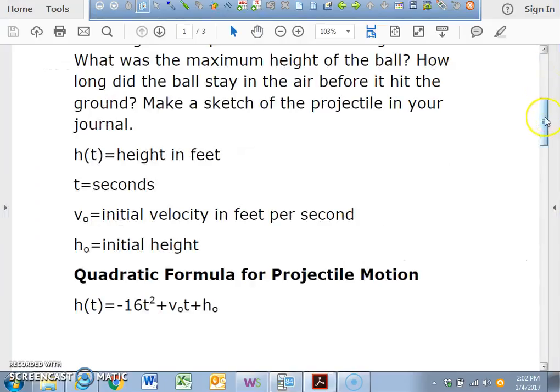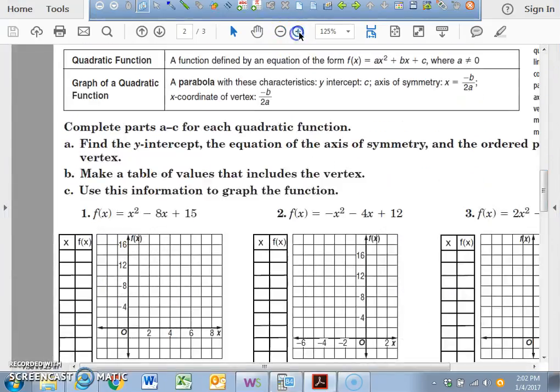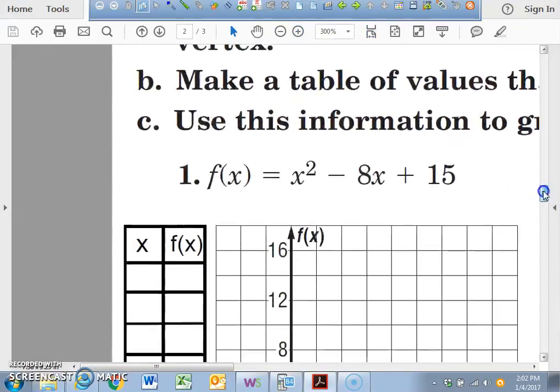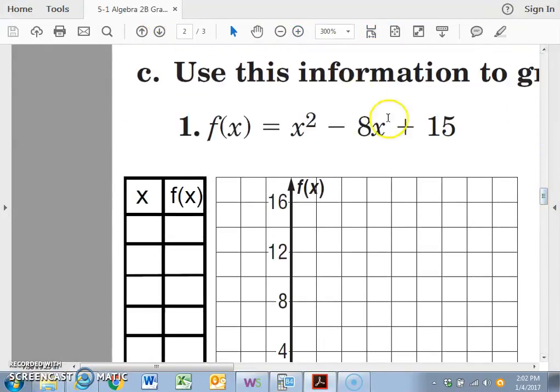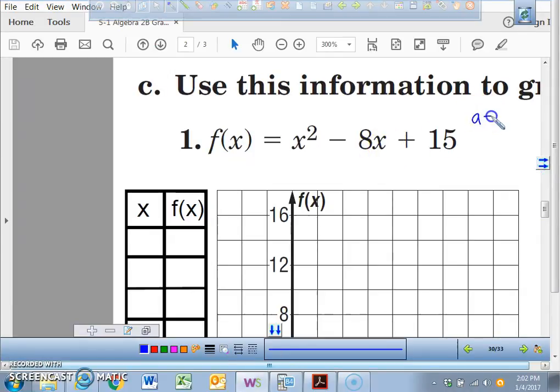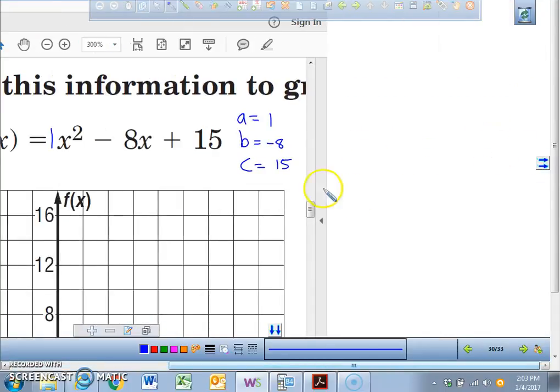All right, let's look at problem number 1 here. Zoom in. All right, before we do problem number 1, here's our equation. What do you guys think A, B, and C are in this equation? Yep. Good. Oh, A is just 1. It's just a number that's in front of the x squared. That's a 1. Negative 8, 15. Very good. Okay? What equation could I tell you that you guys need to use to find the axis of symmetry? What is that equal to? Negative what? Negative b over.